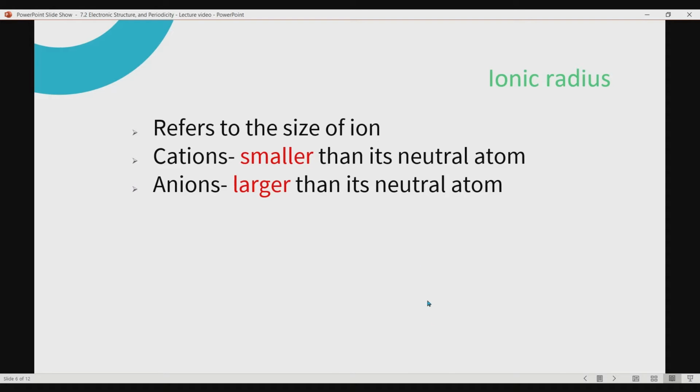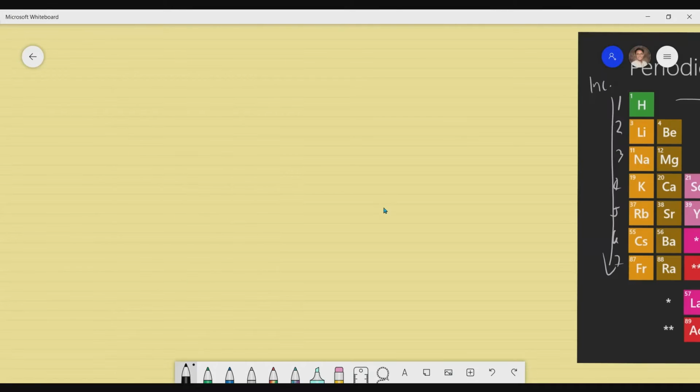Okay? So let me give you an example here. All right, let me give an example with that of ionic radius. So say, for example, we have here a neutral atom. Okay? Neutral atom. Now, let us have a theoretical element X. So again, theoretical element is only in theory. It's only a theoretical element.